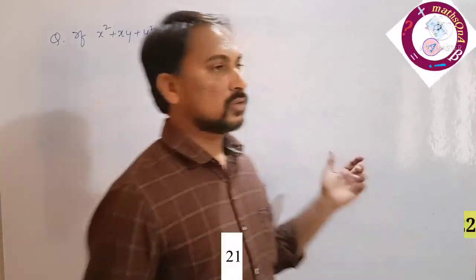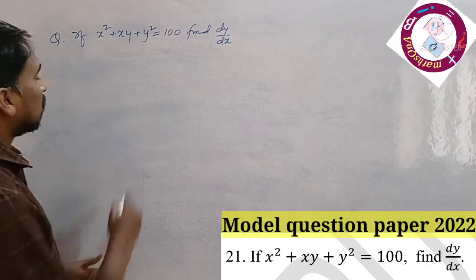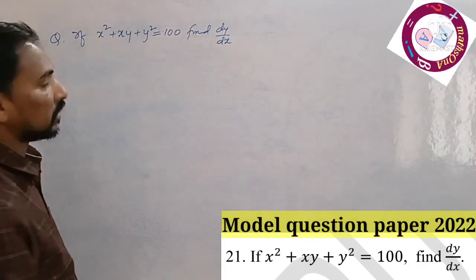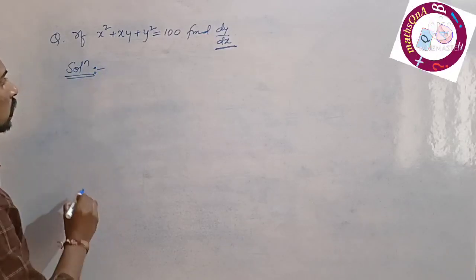Hello, welcome. So this is the problem here. The question is: if x square plus x into y plus y square is equal to 100, then find dy by dx. Solution. See how to solve this problem.